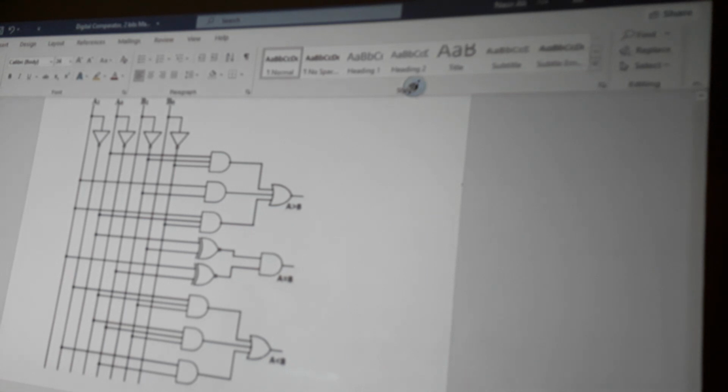Similarly, 2 exclusive OR gates are drawn for the A is equal to B relation, and then 1 AND gate, and at the output we will get the required relation. Then we can draw the 3 AND gates and 1 OR gate for the relation A is less than B.